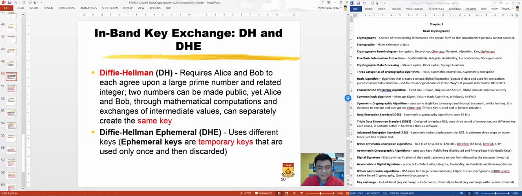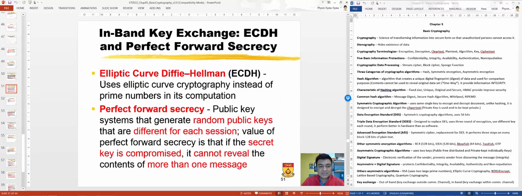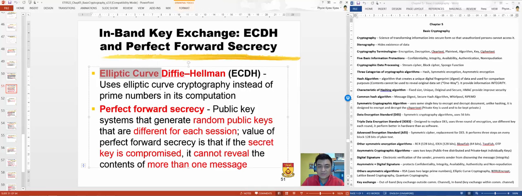Okay, next is Diffie-Hellman Ephemeral, which uses different or temporary keys for encryption and decryption. Next, elliptic curve Diffie-Hellman is more secure. It's a combination of elliptic curve and Diffie-Hellman to get stronger encryption. And next, perfect forward secrecy, which uses a public key system that generates random public keys that are different for each session. So every session, they create a different public key, which gives perfect forward secrecy.